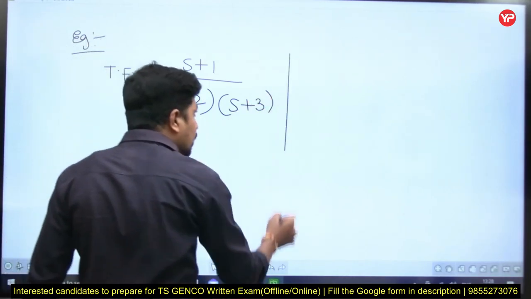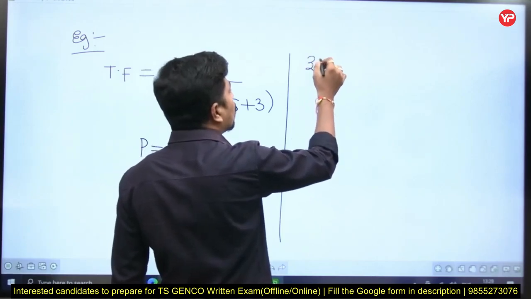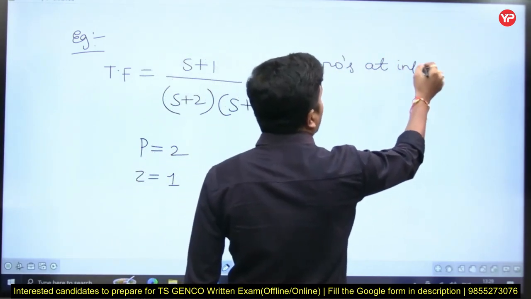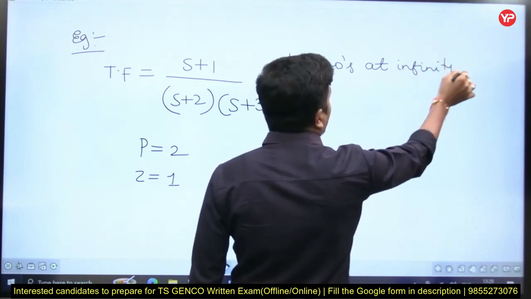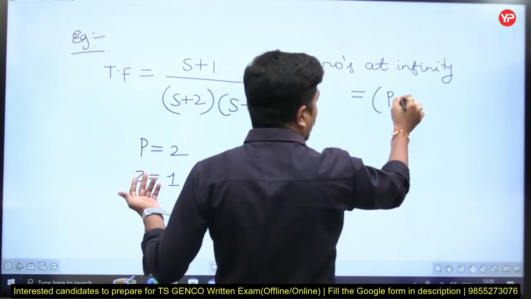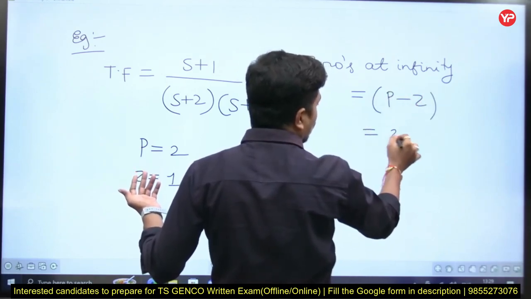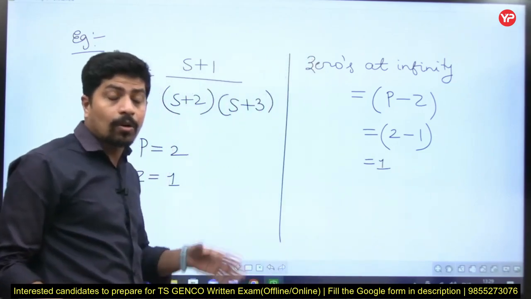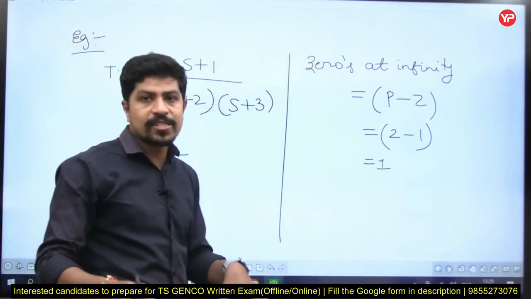Now, the point here is zeros at infinity. How many poles are there minus how many zeros are there? 2 and 1. There is one zero at infinity. Therefore, the total number of poles is equal to the total number of zeros.